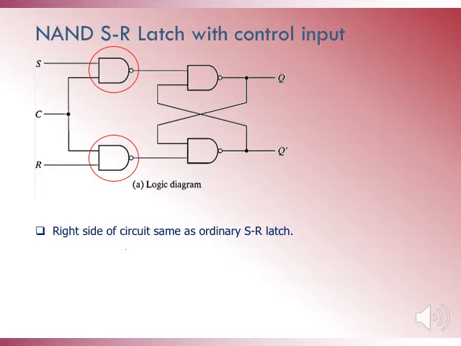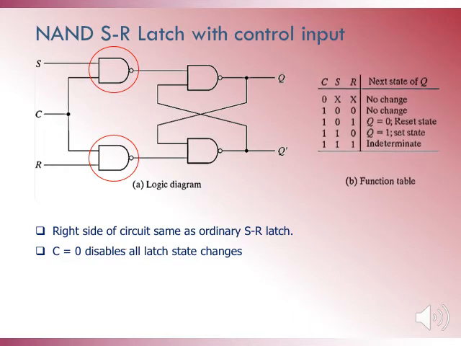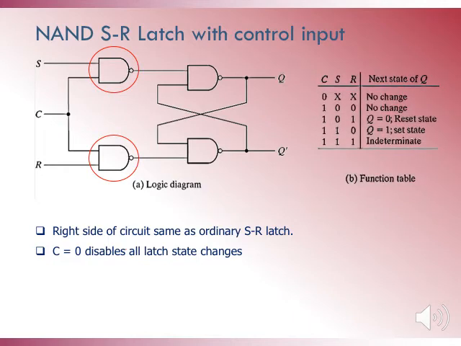So when C equals 0, the output of both these NAND gates equals 1. Therefore, the basic NAND latch functions as having 1 1 input, which makes no change in its output as indicated by the first row of the function table. That is, when C equals 0, whatever may be SR inputs, there is no change in the output Q. So we conclude that if C equals 0, all latch state changes are disabled.